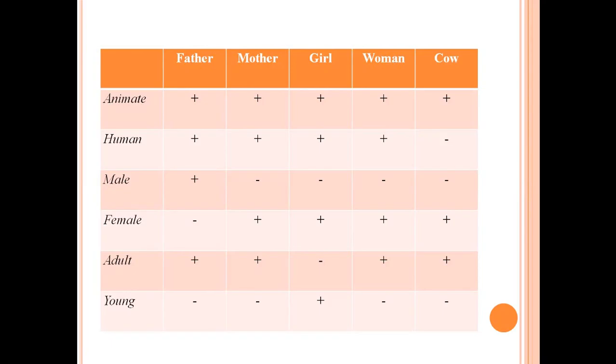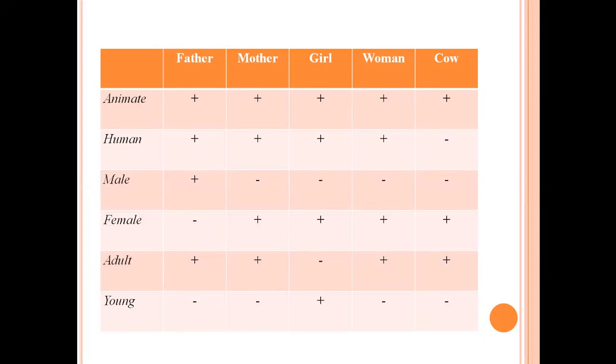Cow is female, and the male of the cow is bull. Right. So cow, feminine gender; bull versus cow. Masculine gender is bull, feminine gender is cow. So from that perspective, minus for male, as cow is feminine gender.